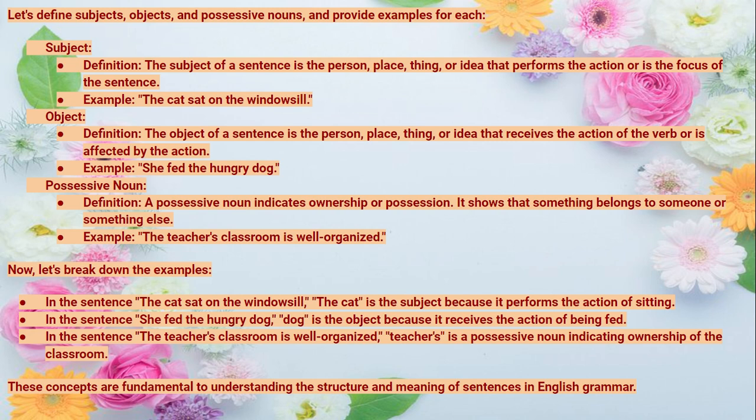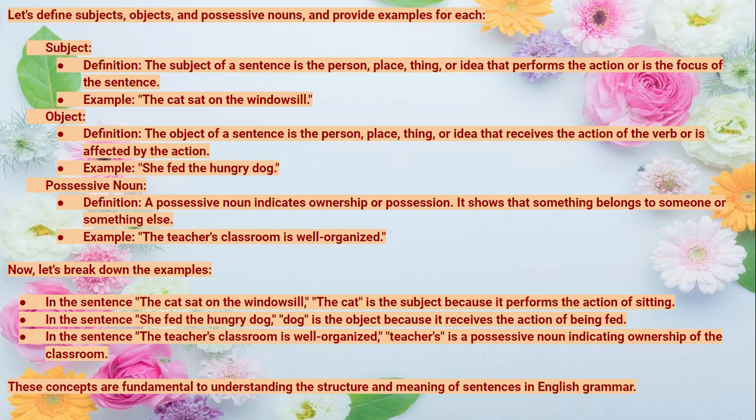A possessive noun indicates ownership or possession. It shows that something belongs to someone or something else. And here is an example: the teacher's classroom is well organized. Now let's break down the examples.